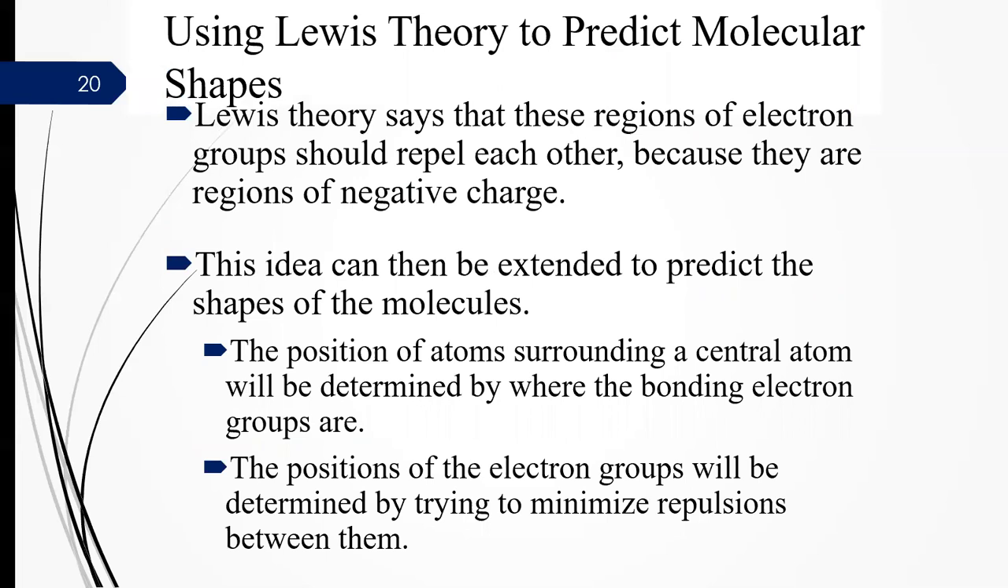Now, the idea is that because our electrons are negatively charged, the electron groups, whether they're lone pairs or bond pairs, should repel each other. So we're going to use that information to predict the shapes of the molecules. The atoms surrounding the central atom are going to be determined by where the bonding electron groups are. And in order for that to happen, they're going to try to minimize the repulsions between all of the electron groups. So the number of electron groups would tell us what kind of shape our molecule should take on as they try to spread out as far away from each other as possible.